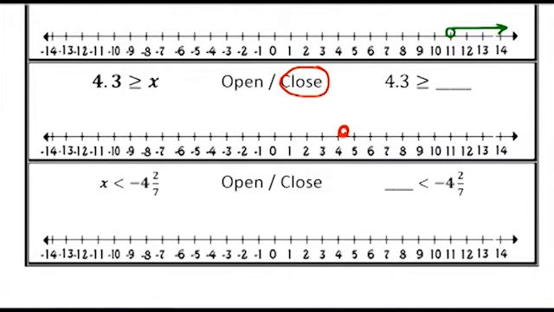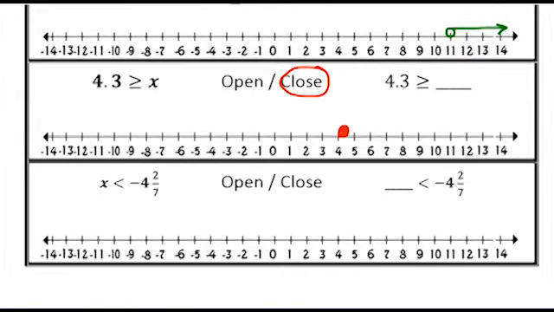Pick a value on the number line. Substitute it in for the variable. I'm going to try 0. Is 4.3 greater than or equal to 0? Yes, in this case, it's true. So I'm going to point at the 0.